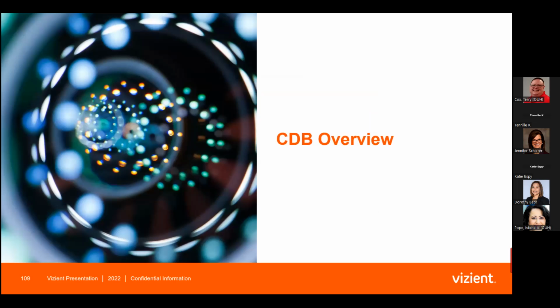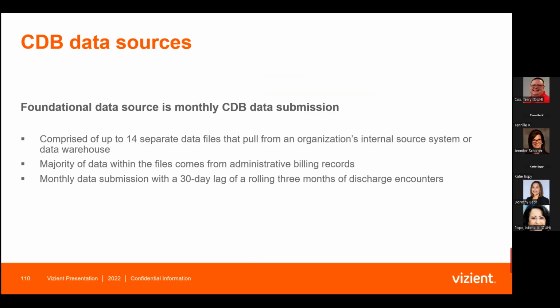Okay. So I'm going to start with a couple overview slides. This is probably repetitive, but it really helps us level set and understand, back to Dorothy's point earlier, the data source for the CDB. If you think about how the data is coming into the database from your facilities, it's based primarily on administrative billing data, right? Things off of that UB04 bill, so some very standard fields. What Vizient does is create 14 different data files that your hospital submits to us on a monthly basis. And when you submit to us monthly, there's a couple things to know here.